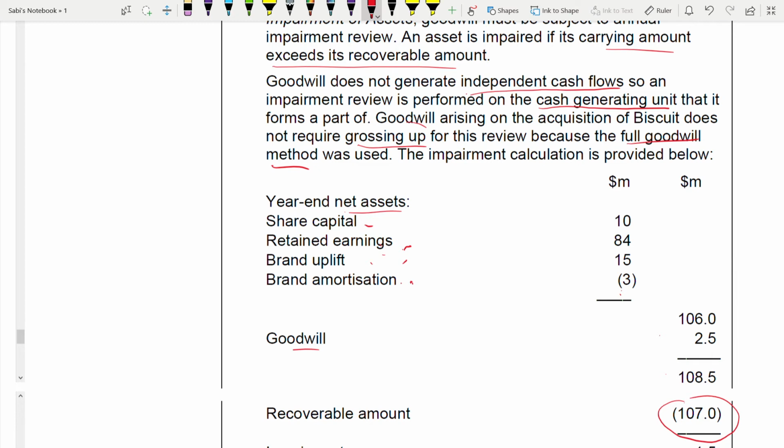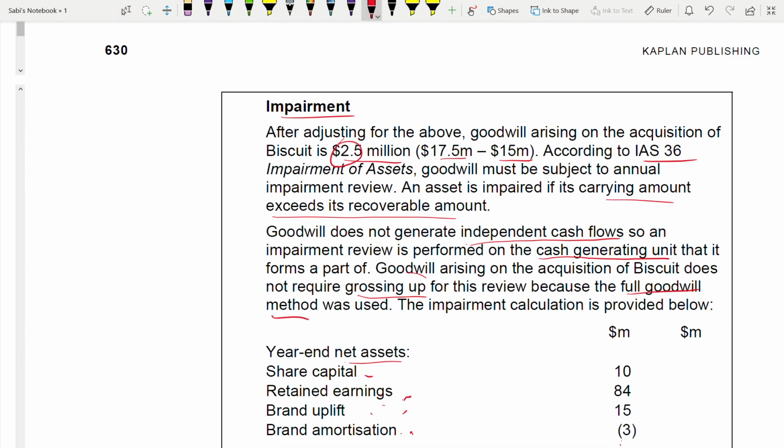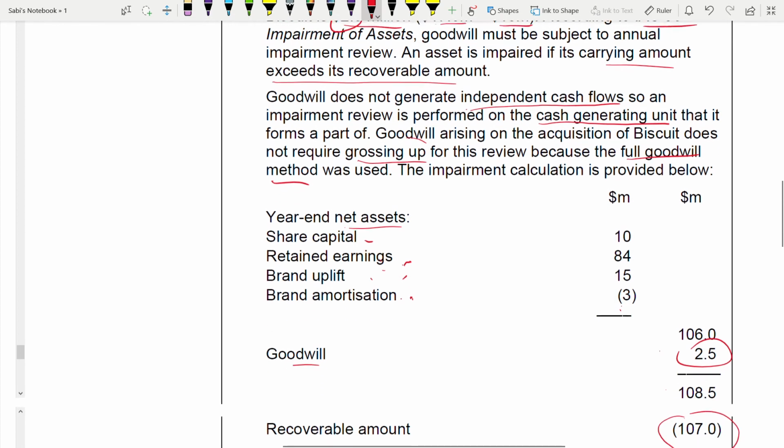Okay. The first bullet point, the consideration part, will not have an impact on your net asset. That is consideration. Because of that, goodwill has changed, but that goodwill you have already shown here as 2.5. Okay. That's 2.5. So the first two bullet points did have an impact. One is brand uplift, the other brand amortization.